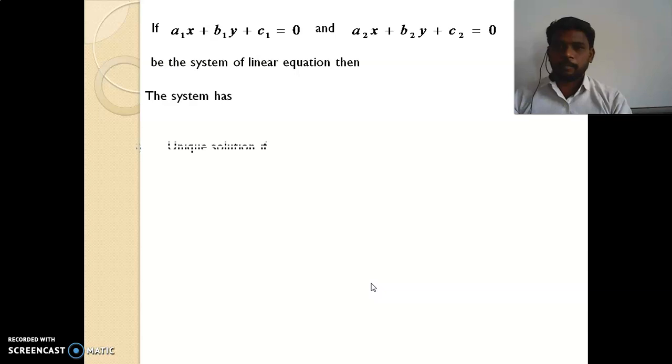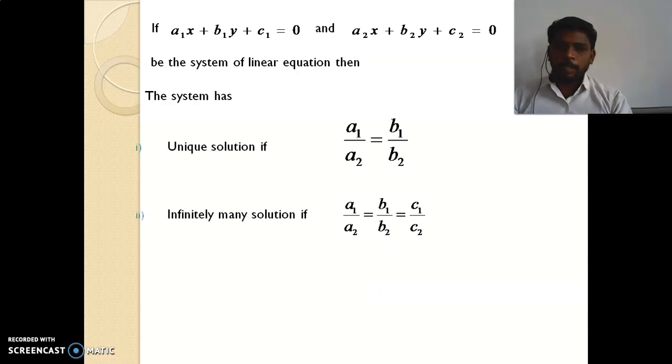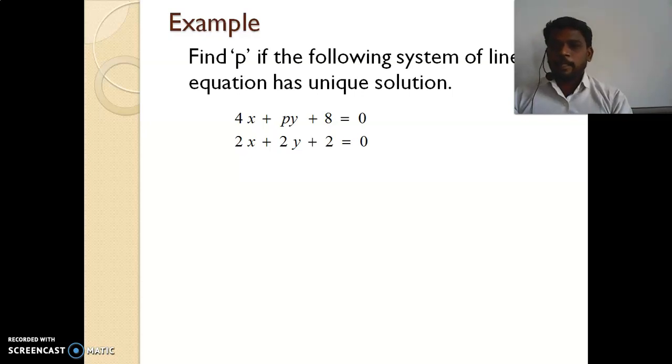Let us continue the slides now. So look at the next example. So that is a formula we have already discussed here. And look at the next example here. Find P if the following system of linear equations has a unique solution. So here, this kind of linear equations.